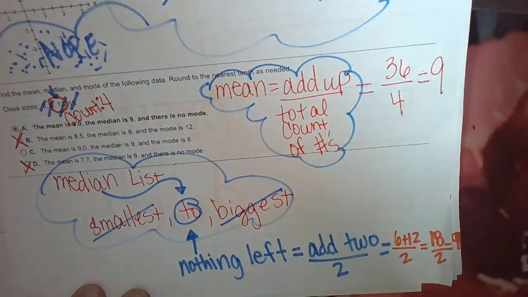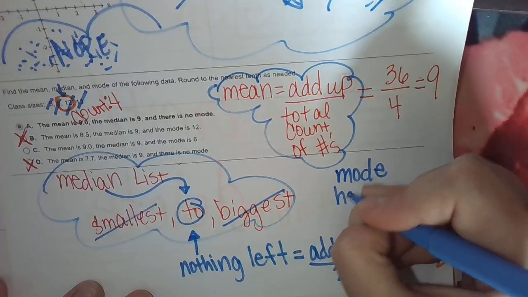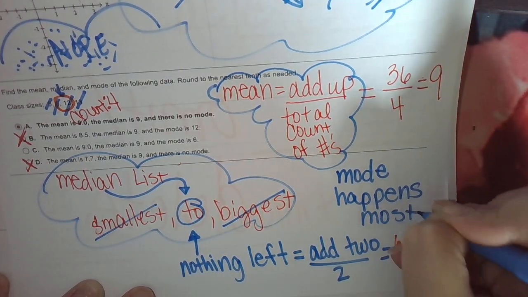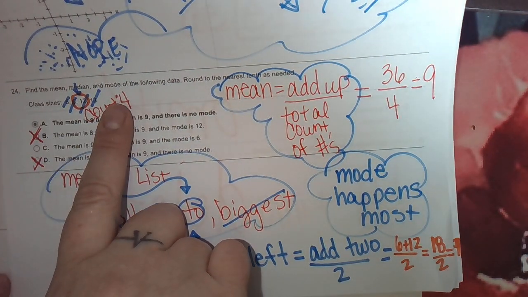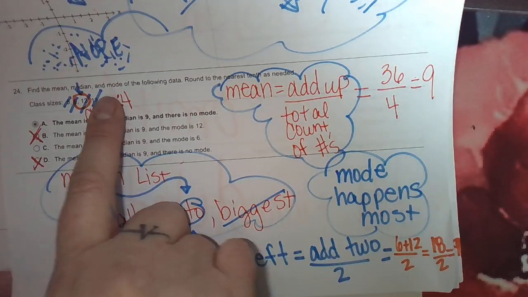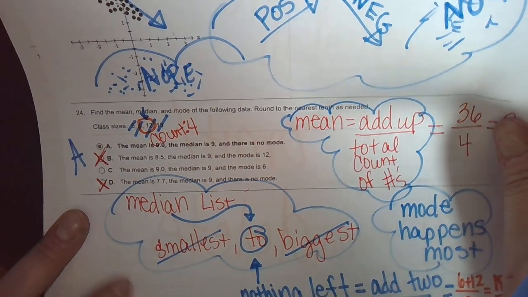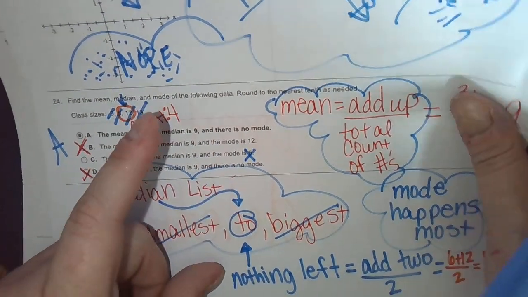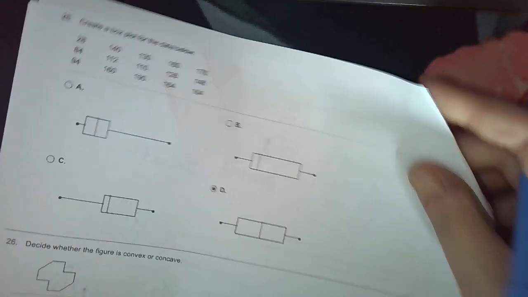Okay. And then mode happens the most. As in, what number in this list happens the most? Well, none of them are repeated, so there is no mode. A is out, because C says the mode is 6. But it would only be 6 if I had a bunch of 6s or two 6s listed. It has to repeat.